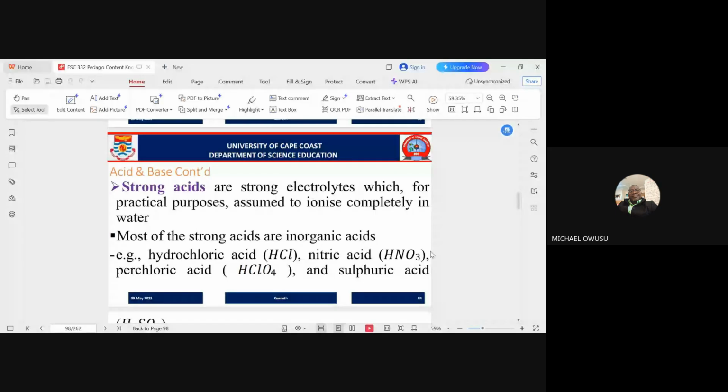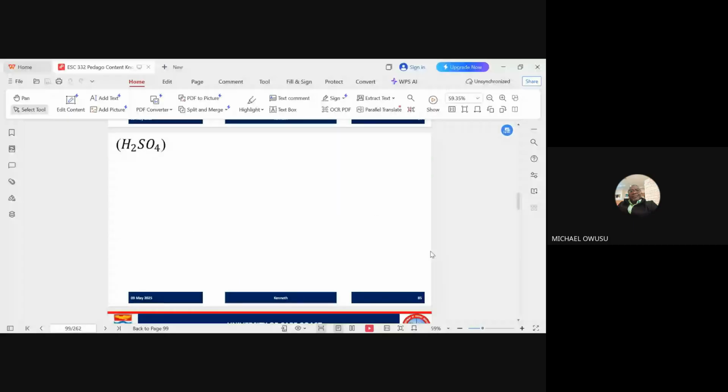Our strong acids are strong electrolytes, which for practical purposes are assumed to ionize completely in water. Most of the strong acids are inorganic. Please let me hear you. You were talking. So we said that strong acids ionize completely in solution. An example, acid.